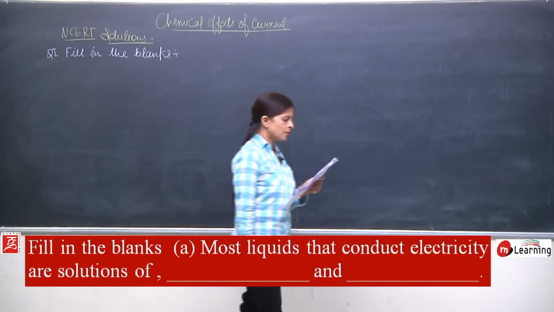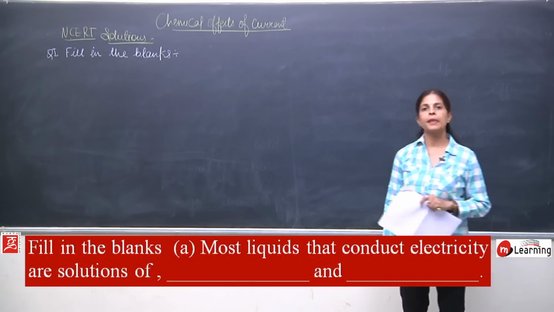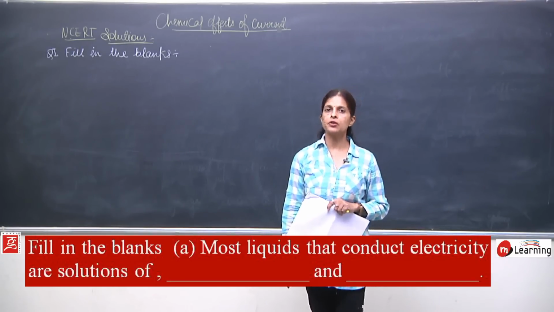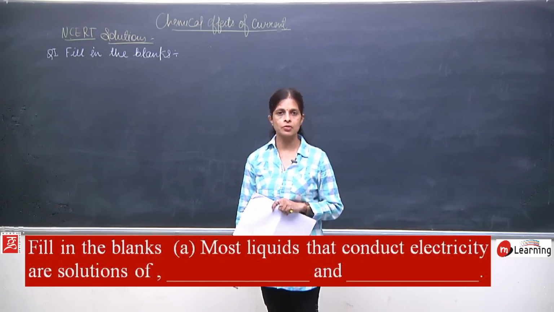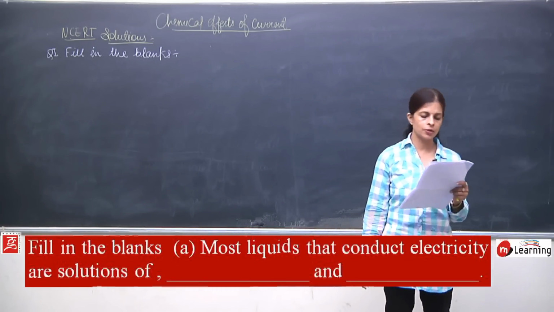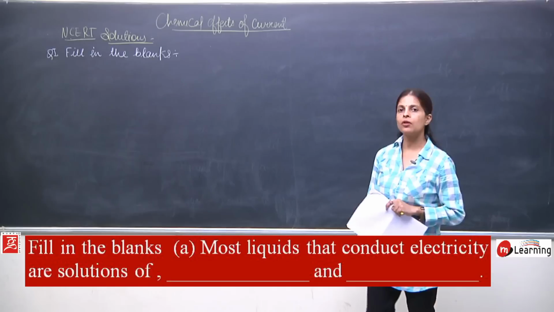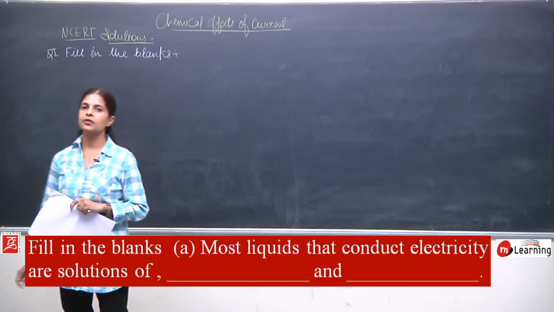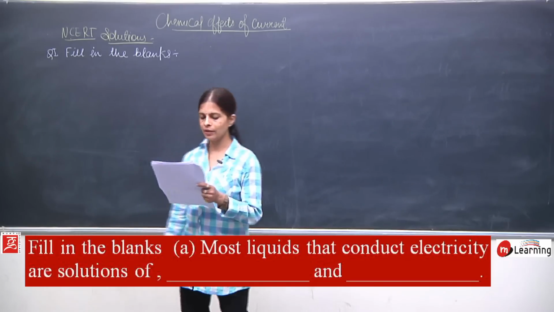A: Most liquids that conduct electricity are the solutions of. We know which kind of solution will carry the electricity. It should be the one which has got either acids or bases or salt. So most liquids that conduct electricity are the solutions of acids, bases and salts. Why? Because then only the formation of the ions takes place and the electricity will be conducted. So we'll write the first one, that is A.